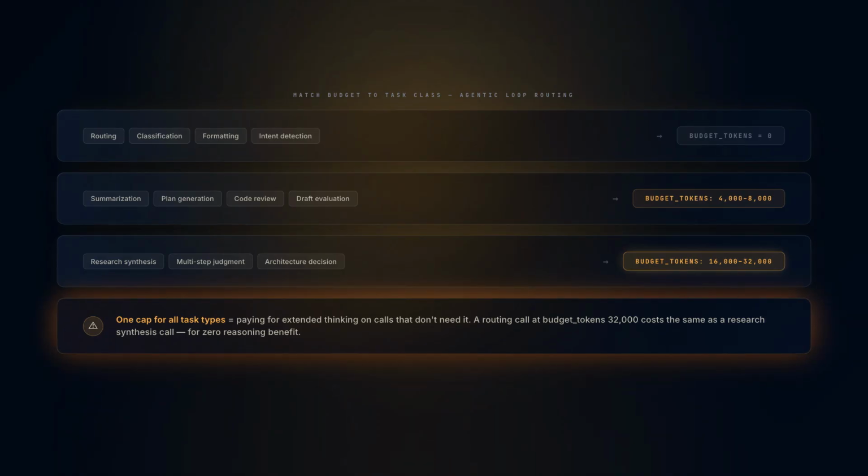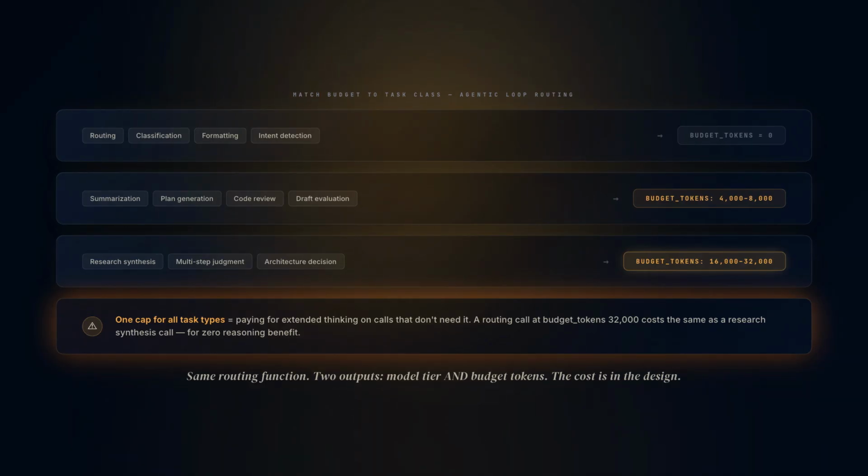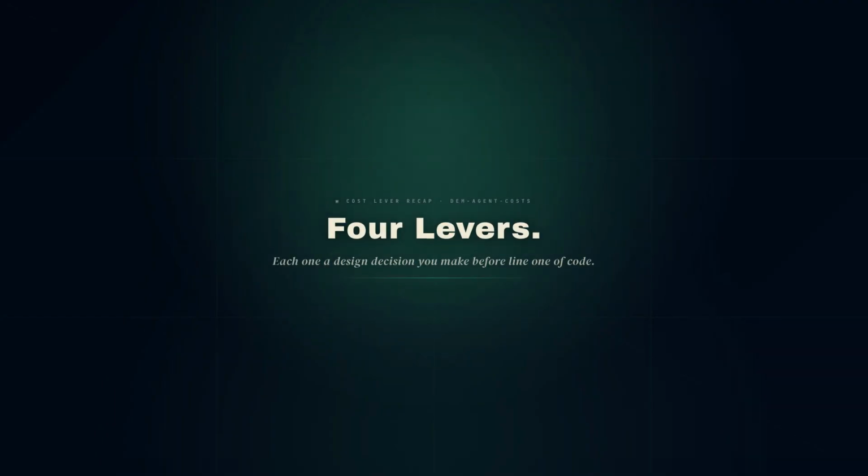The same routing function you built for model tiering applies here. Task type maps to model tier, and to budget tokens. Same 10 lines, 2 outputs. 4 levers. Each one a design decision you make before the first pull request.